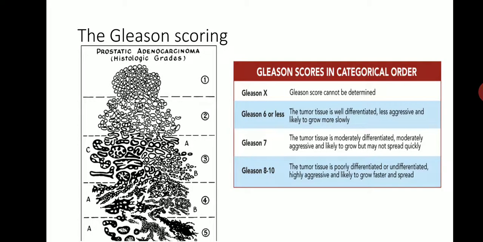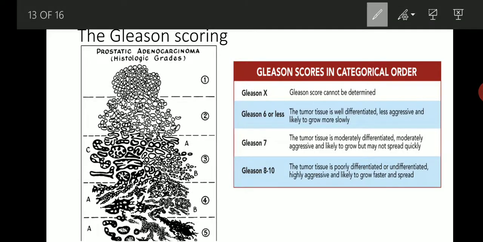Like any other cancer, the prostate cancer is also graded and staged. For grading, a system of grade scoring is used, known as the Gleason score. If you look at this picture, these are the malignant glands of the adenocarcinoma. If they are very tightly packed and their boundary is very defined, then the score given is 1.